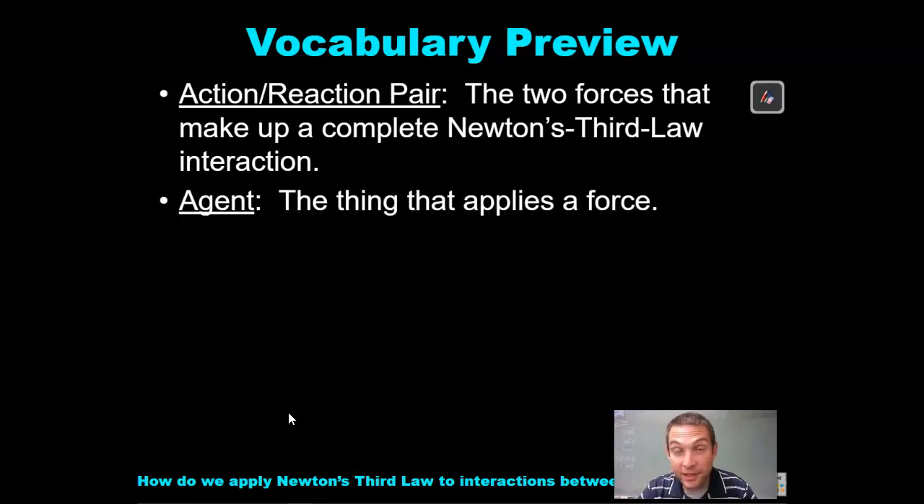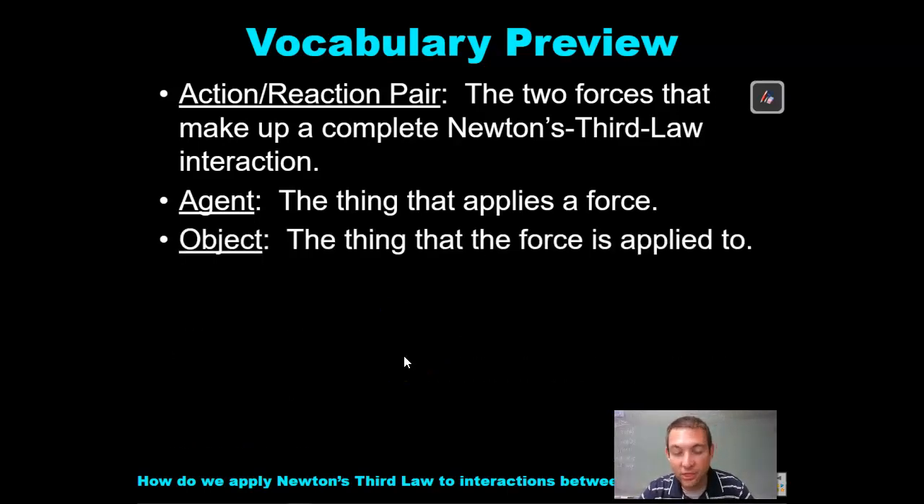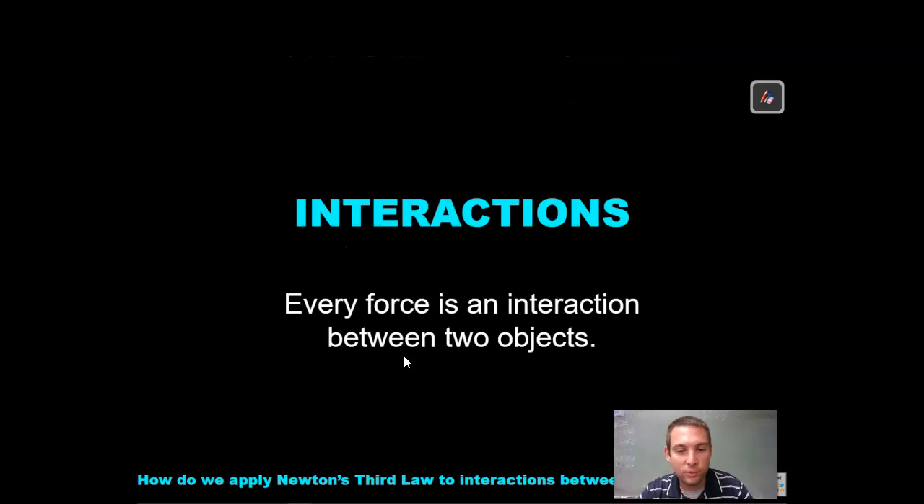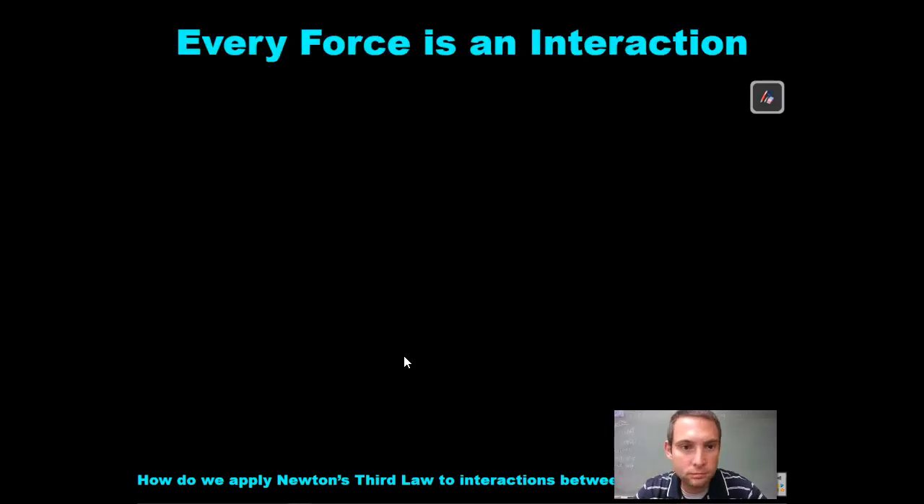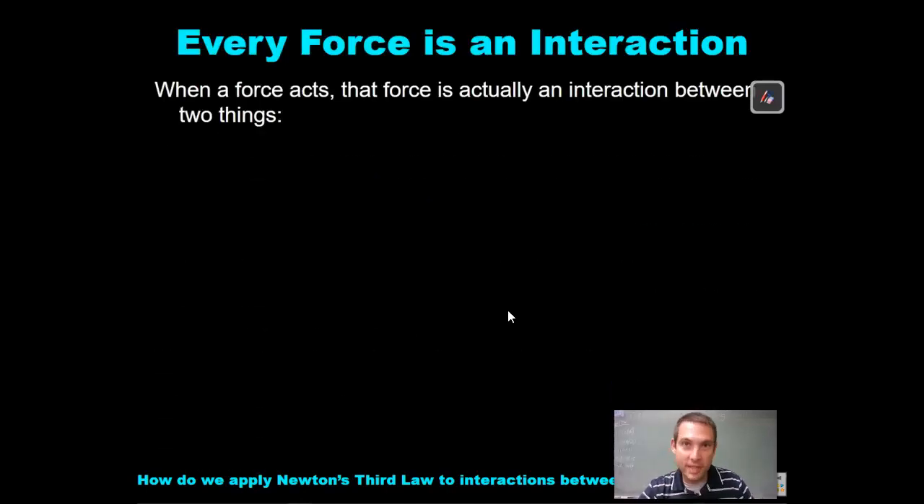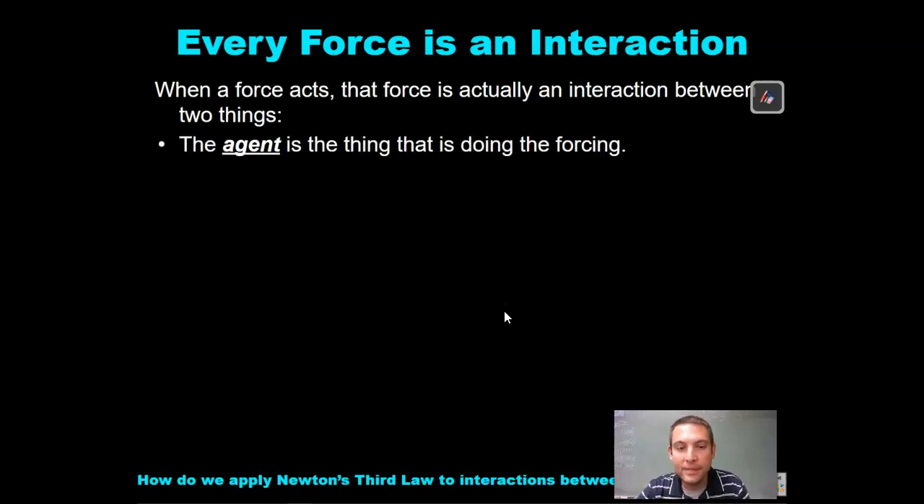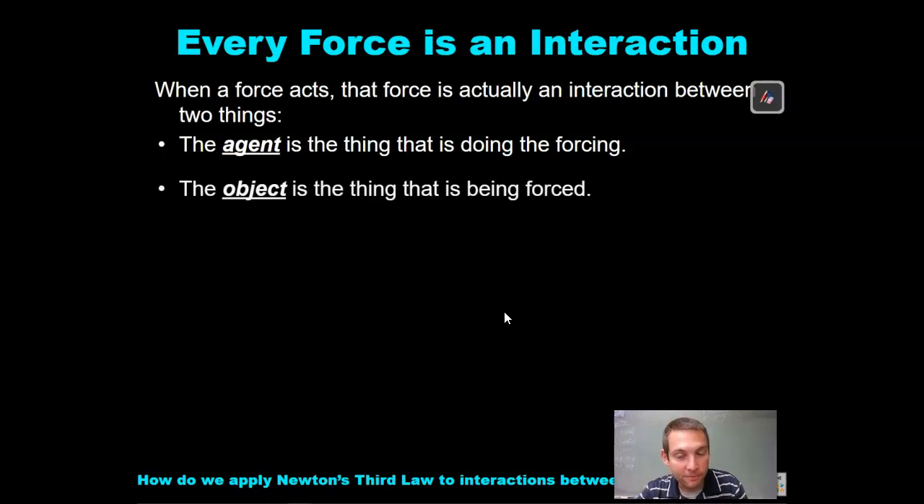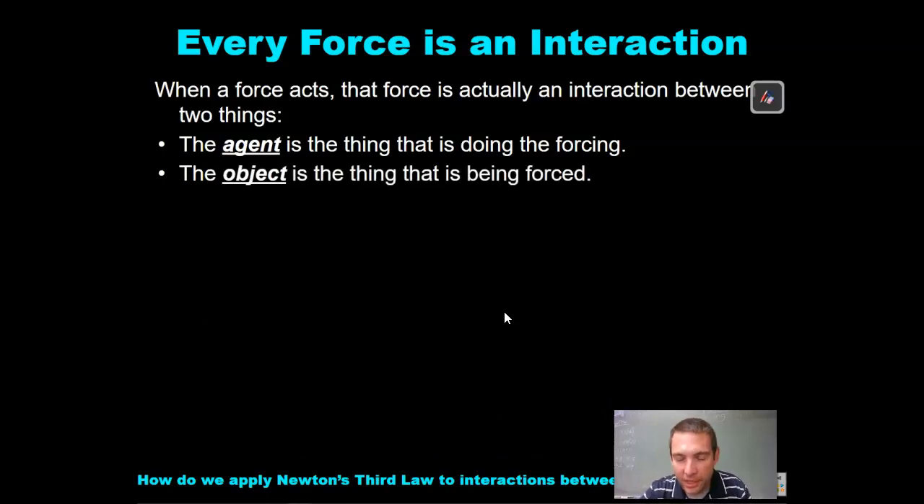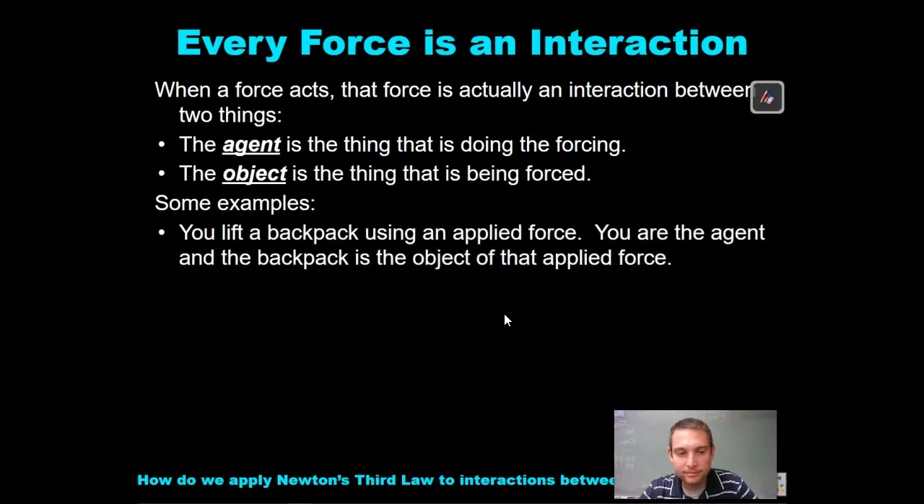An agent is the thing that applies a force, while an object is the thing that the force is applied to. Interactions: every force is an interaction between two objects. When a force acts, that force is actually an interaction between two things. The agent, which is the thing that is doing the forcing, and the object is the thing that is being forced.